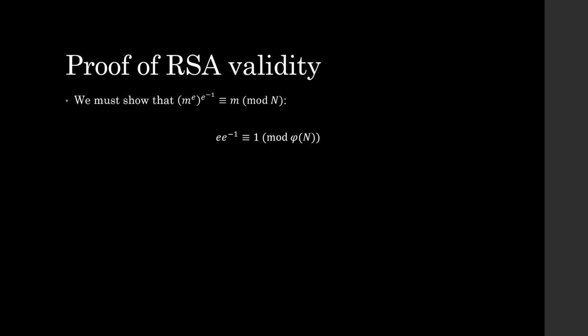Well, first we'll note that E times E to the minus 1 is congruent to 1 mod phi of n, and that's just the definition of the inverse, and these inverses were computed mod phi of n. And so that means that E times E to the minus 1 is exactly equal to 1 plus k times phi of n, where k is just some integer, right? So I've just applied the definition of modular congruences and rearranged so that 1 is on the right-hand side.